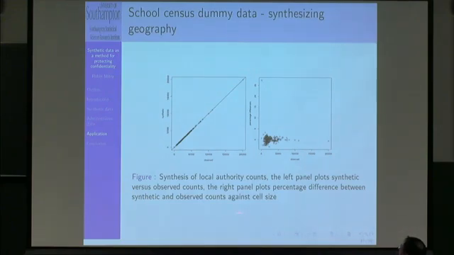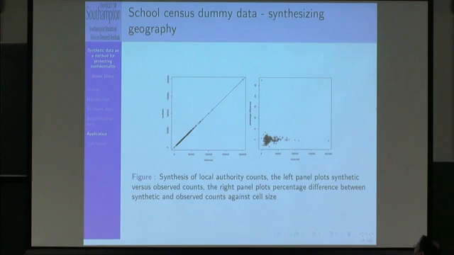Perhaps more informative is this plot, which is looking at the percentage difference between synthetic and observed counts against the corresponding cell size. If you think about it from a confidentiality point of view, if you've got a cell with a lot of people in, like 200,000 in that particular geography, you're not too worried if a synthetic count is very similar percentage-wise to that original value, because there's so many people there, right? So we're not worried about that in and of itself.